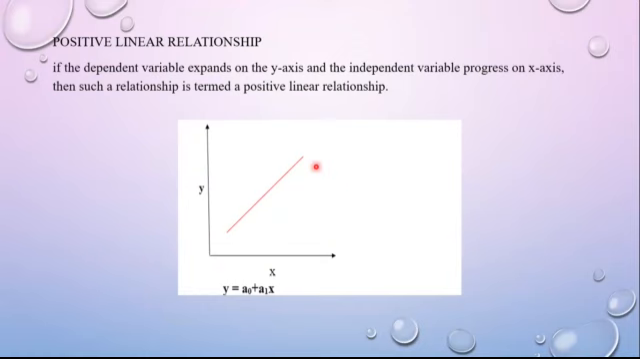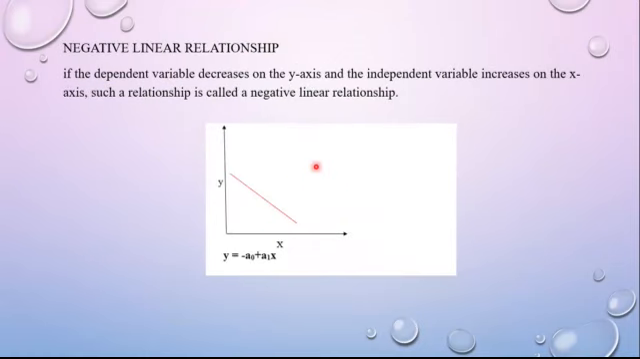Next, negative linear regression. A negative linear relationship is when the dependent variable decreases on the y-axis and the independent variable increases on the x-axis. Such a relationship is called a negative linear relationship, the opposite of the positive linear relationship.